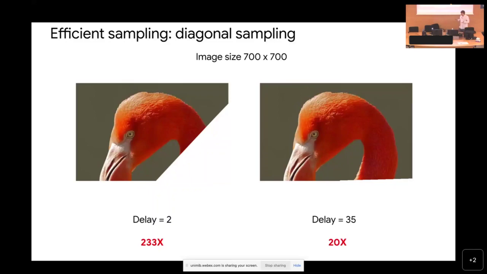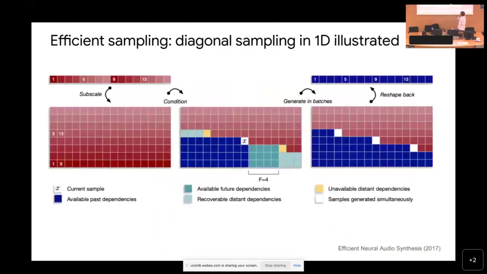So the diagonal sampling is a powerful technique. I want to give you an idea. This was actually initially applied in the audio domain. I'm not going to talk about it. It's where you generate audio, but you have to reshape.